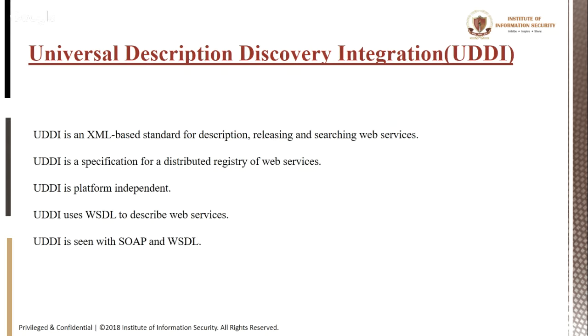So it is a specification for a distributed registry. It's basically a registry of web services where you will find all different types of web services. It is platform independent. It uses WSDL to describe web services, as I already mentioned. UDDI is basically seen with SOAP and WSDL. We will be learning about SOAP in the later slides. Already we have discussed WSDL.